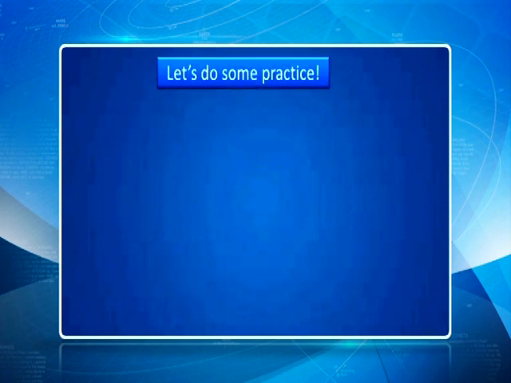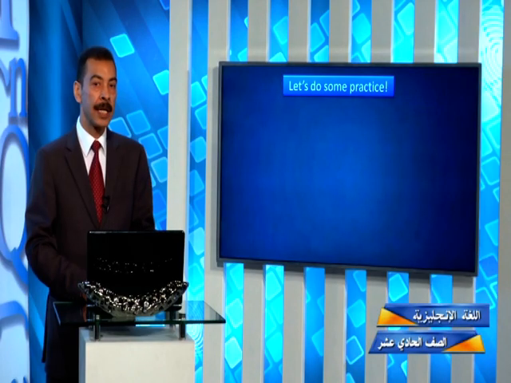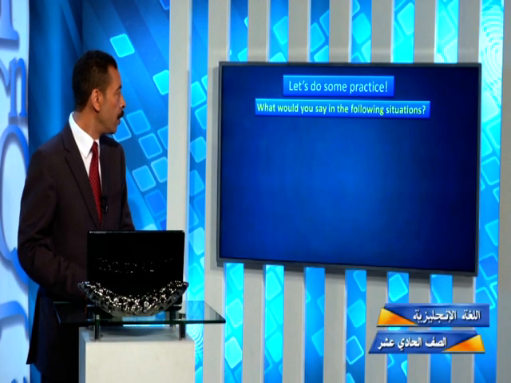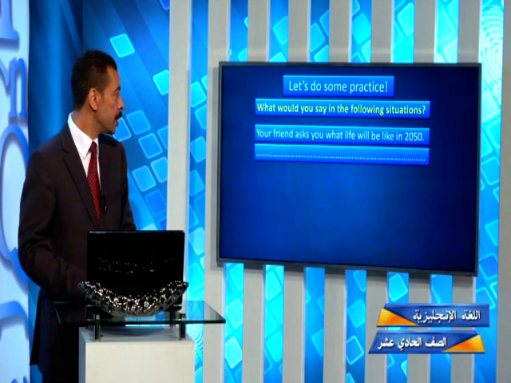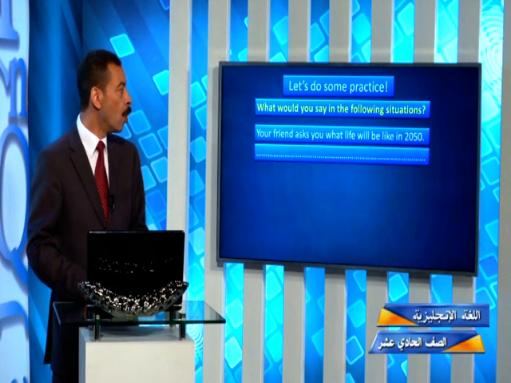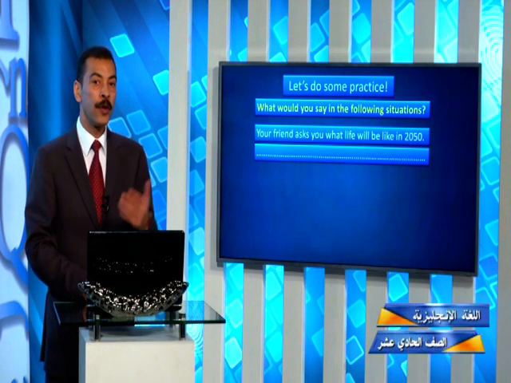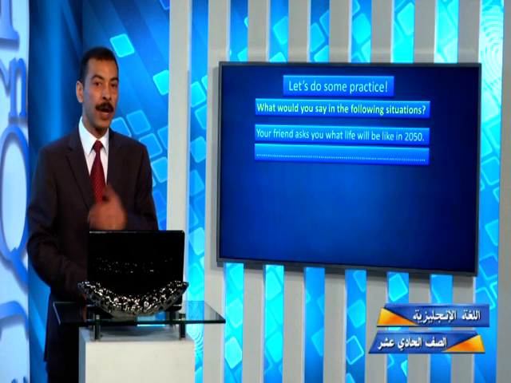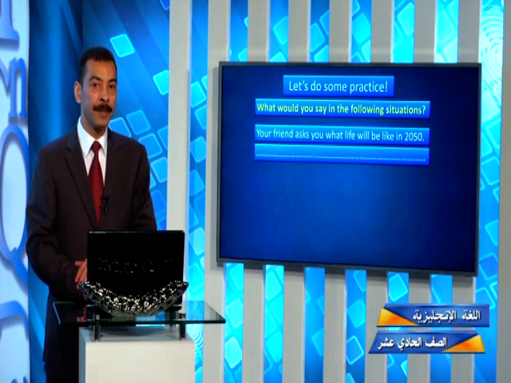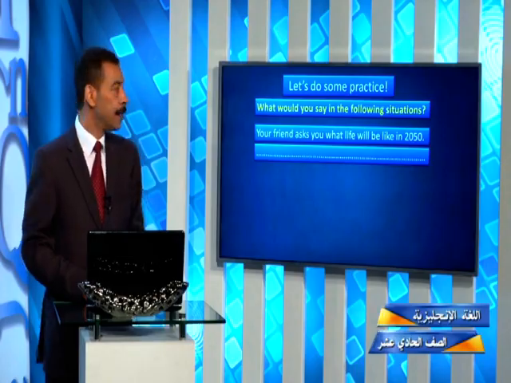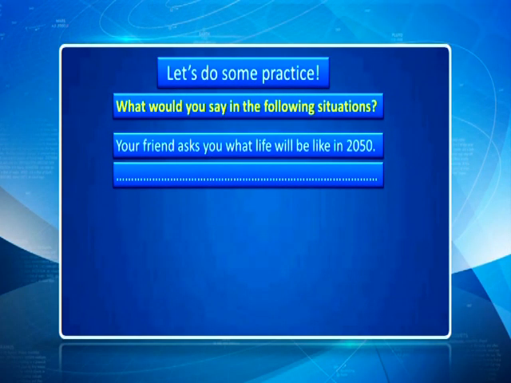Now we are going to do some practice using these expressions and keeping in mind the degree of formality for each expression. Now, what would you say in the following situations? Your friend asks you what life will be like in 2050. Here, you are talking to your friend. So are you going to be formal or informal? Yes, of course, informal, just casual English or everyday English.